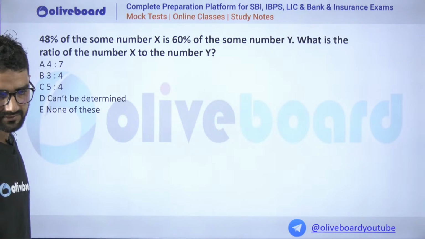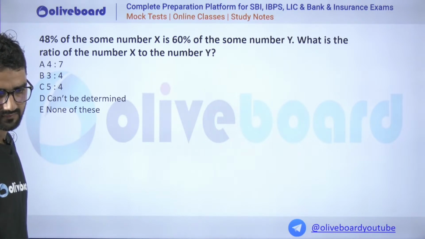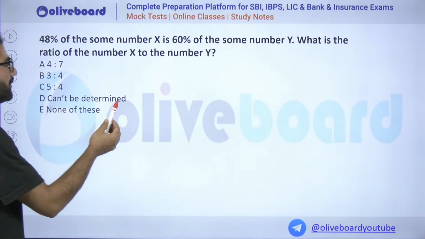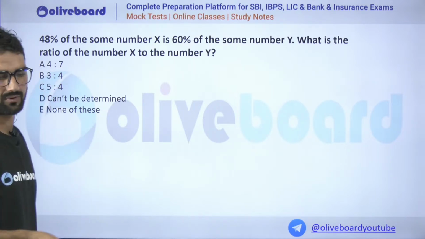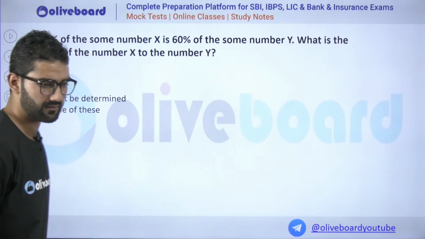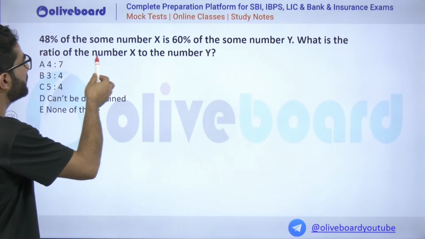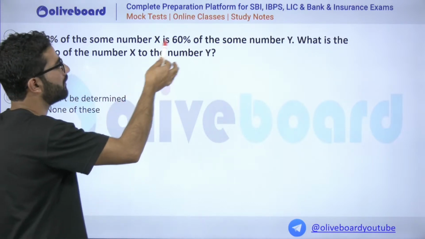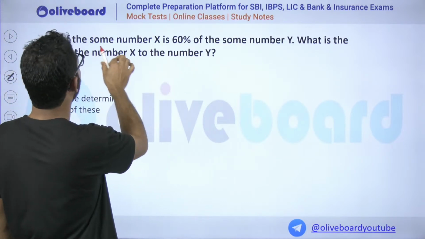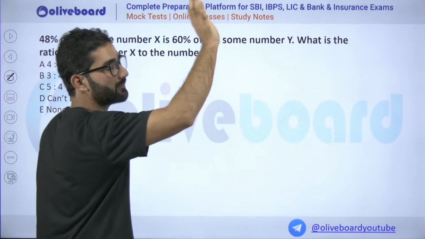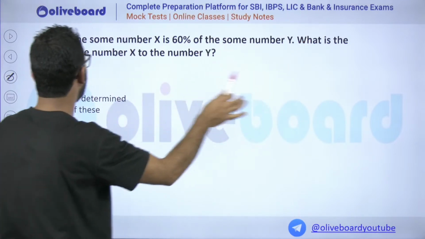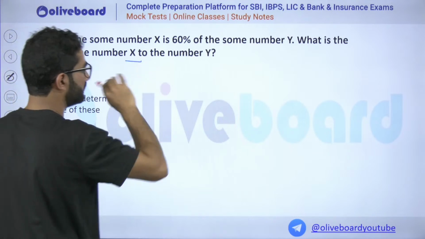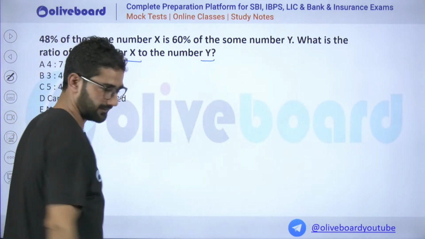Answer given. Rajita says C, Ashwini C, Rohit C, Bharat C. Okay, the answer is quite simple. If you see the question, it looks very simple. I'm just increasing the level next to next. 48% of some number X is equal to 60% of some number Y. What is the ratio of number X to that of Y?